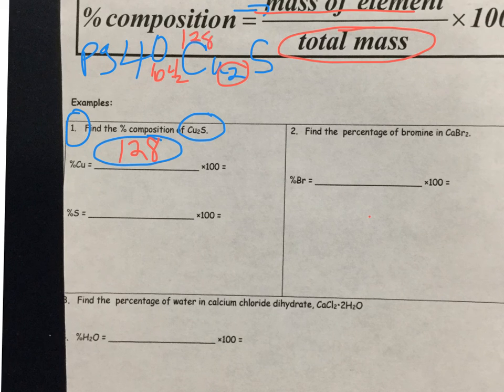So if copper is 128, how much does sulfur weigh? Yep, it's 32, right off of the periodic table. So now 128 plus that 32. Okay. All right, so now you're going to get your calculator. Make sure it's clear. 128 divided by the 160 equals times 100. This is going to give you your percent for copper. So how much is that?